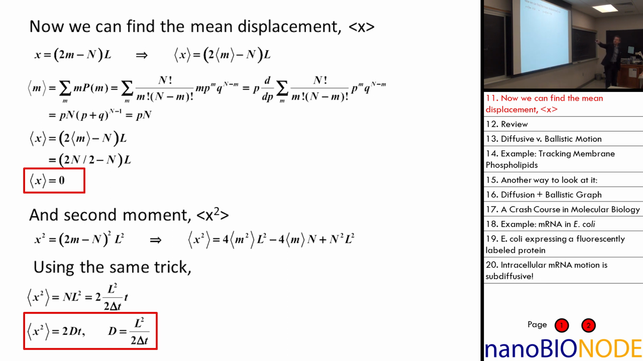So when I calculate the average displacement, I'm going to calculate the average of this whole thing. And in general, n and L are going to be constants, so the only thing I have to calculate the average of is m. And I can do that explicitly using this probability distribution. Okay, so let me show you how. To show you how, we need to, again, know a few tricks.